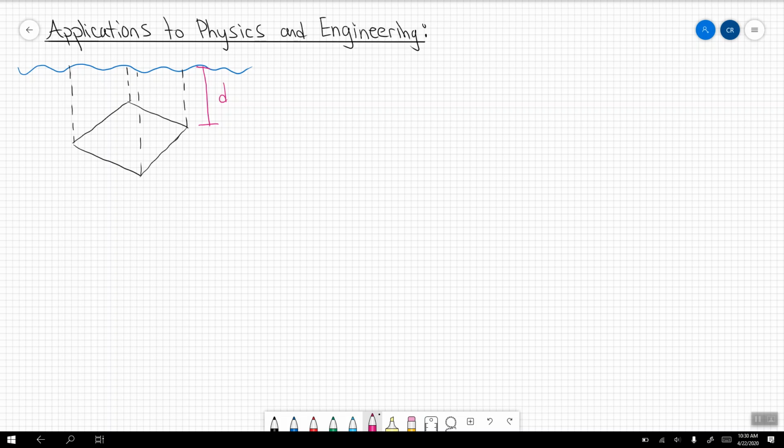Hi everybody. Today we're going to be working on this section, which is applications to physics and engineering. Now, what we're going to talk about first is going to be hydrostatic pressure. All right, and one of the items I want you to think about when you're thinking about hydrostatic pressure is that imagine that you're submerging some sort of object into a body of water.